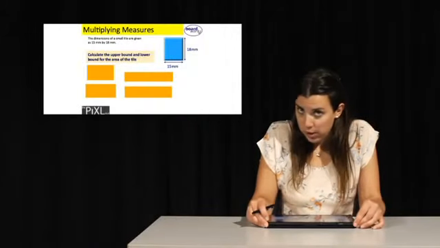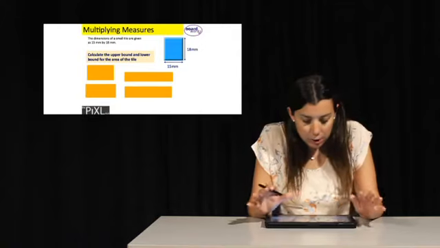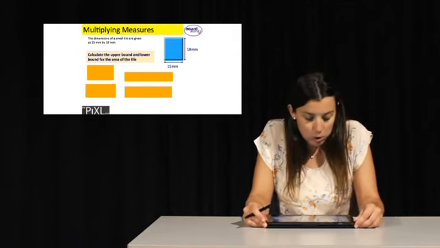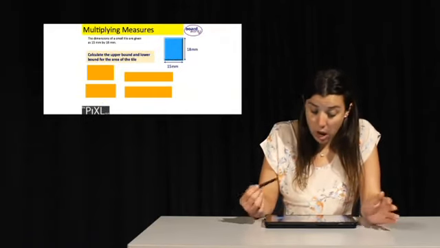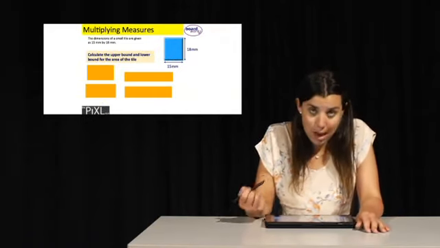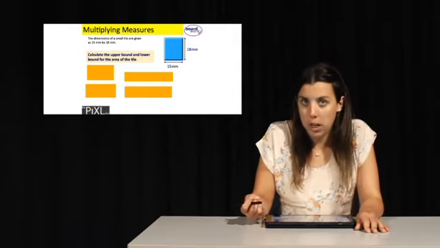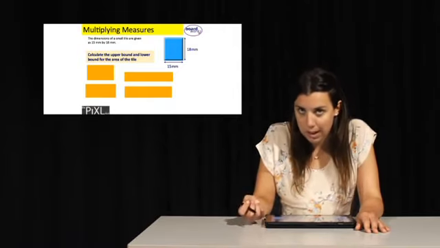If we're multiplying measures, we need to think about it slightly differently. The dimensions of a small tile are given as 15 millimetres by 18 millimetres, and there's a small diagram to show dimensions on the actual rectangular shaped tile. The question is, calculate the upper and lower bound for the area. So that's where the multiplying comes in. We're going to be multiplying these 2 lengths together.